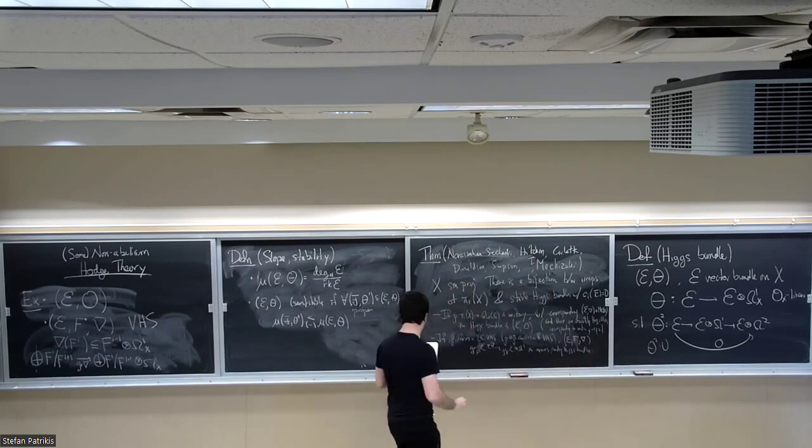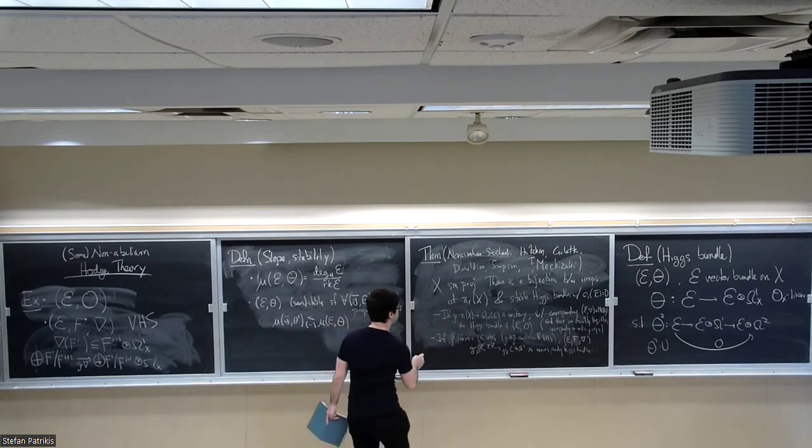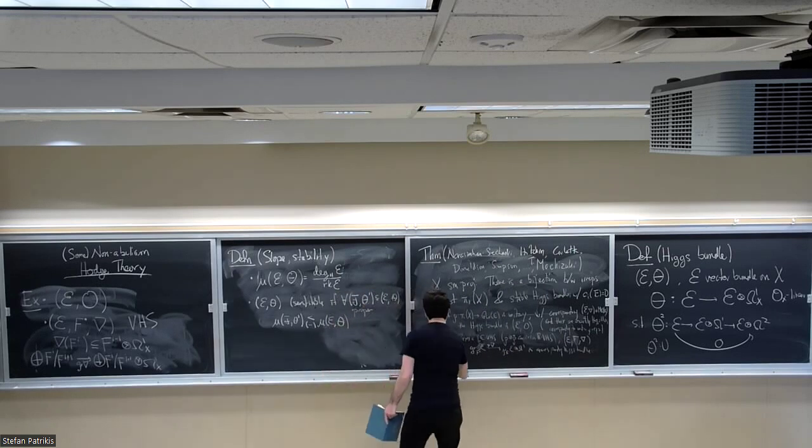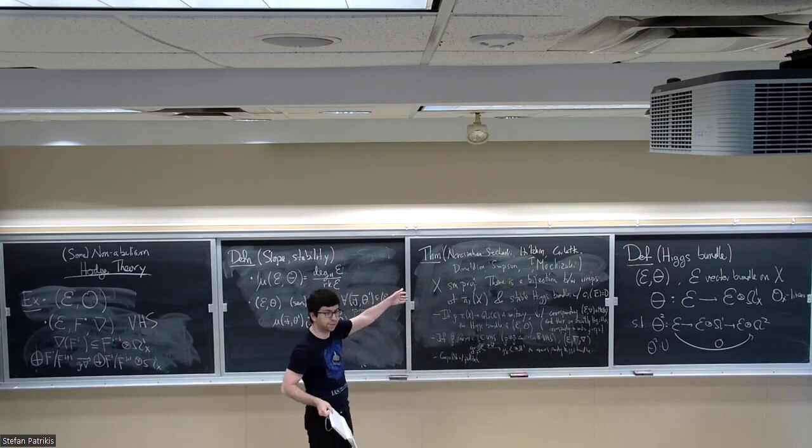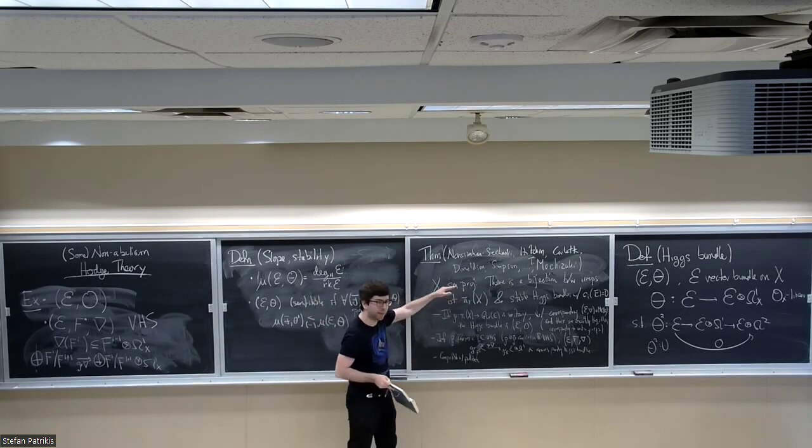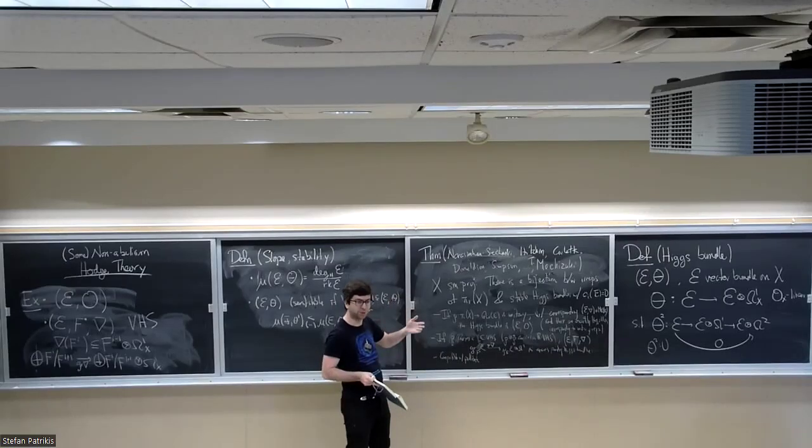Okay, and then there's some other useful properties that this correspondence has. So it's compatible with pullback, meaning if you have some map y to x, a representation of pi 1 x, you get a representation of pi 1 y. What's the corresponding Higgs bundle?